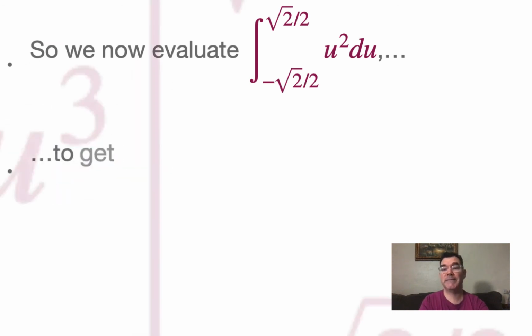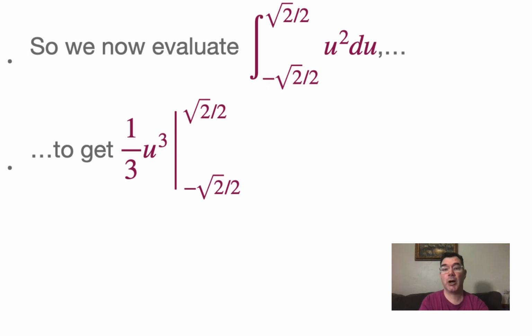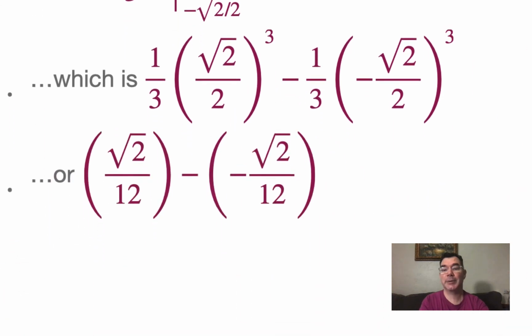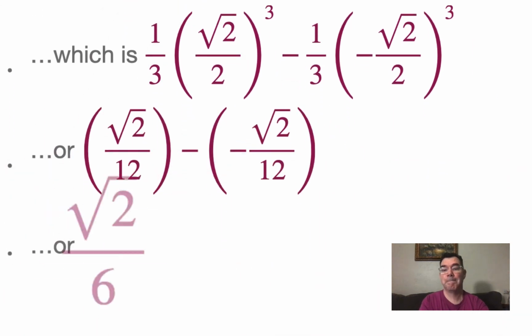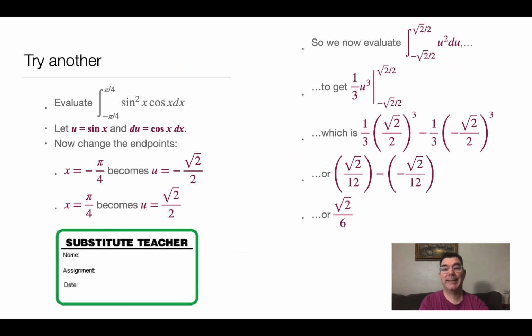So I simply need to find the antiderivative of u squared, which is 1/3 u cubed, and plug in those endpoints, which are u values. So I plug those in, and I get that expression there, and I can simplify it if I need to. And so my answer would be √2/6. And that is the process.